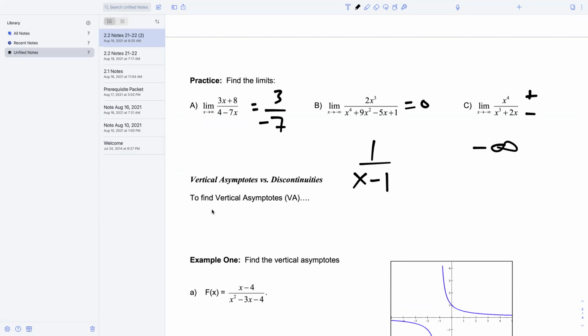Okay, so to find vertical asymptotes, we're going to set the denominator equal to 0 and solve.